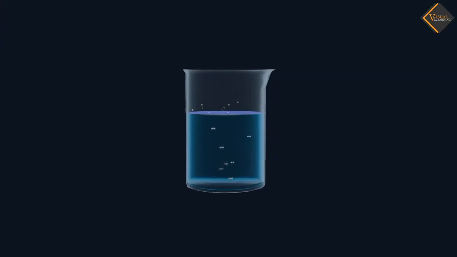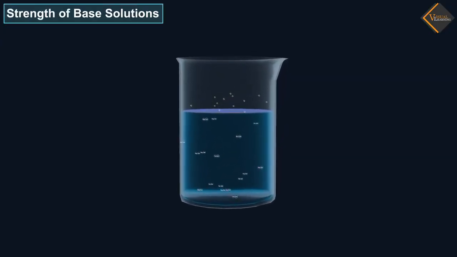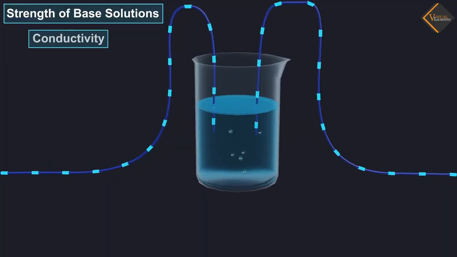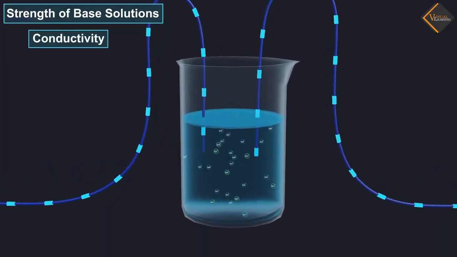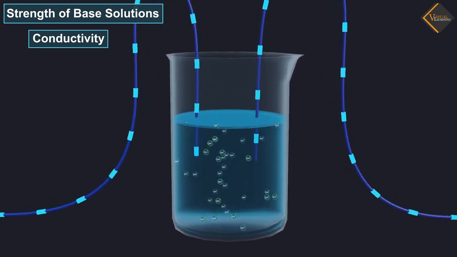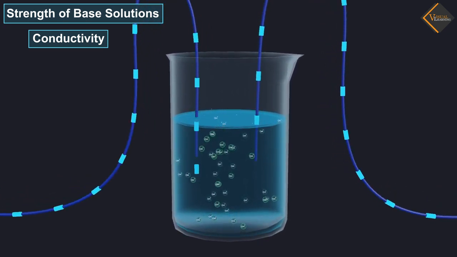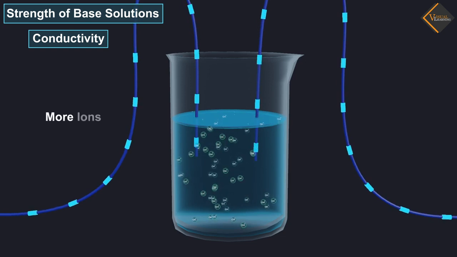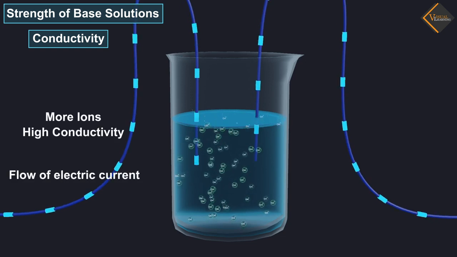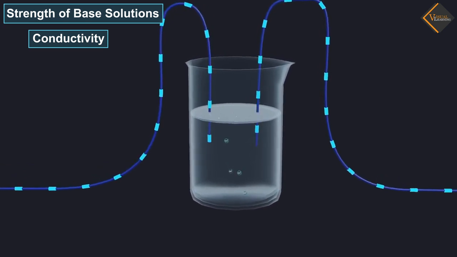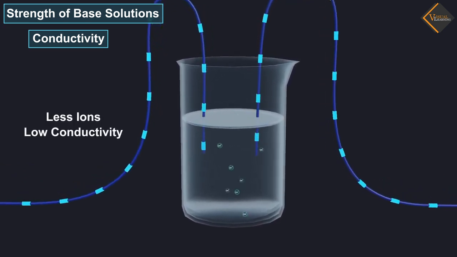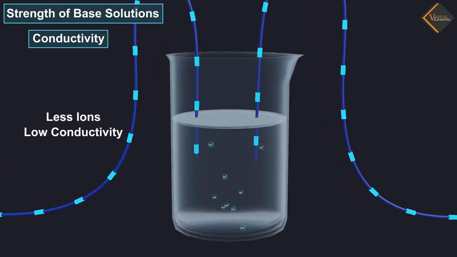Now let's understand the parameters of base one by one. Conductivity. Strong base solutions conduct electricity because they completely dissociate into ions when dissolved in water. These ions enable the flow of electric current. Weak base solutions conduct electricity to a lesser extent because only a small fraction of the base molecules ionize into ions in solution.